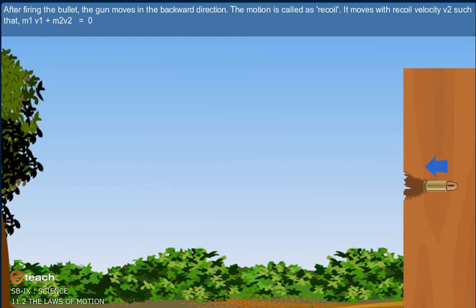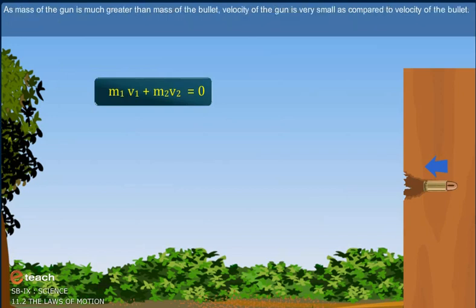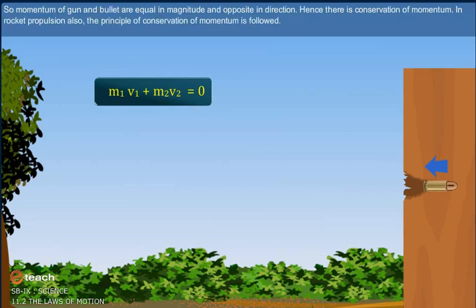The motion is called recoil. It moves with recoil velocity v2 such that m1v1 plus m2v2 is equal to 0. As mass of the gun is much greater than mass of the bullet, velocity of the gun is very small as compared to velocity of the bullet. So, momentum of gun and bullet are equal in magnitude and opposite in direction. Hence, there is conservation of momentum. In rocket propulsion also, the principle of conservation of momentum is followed.